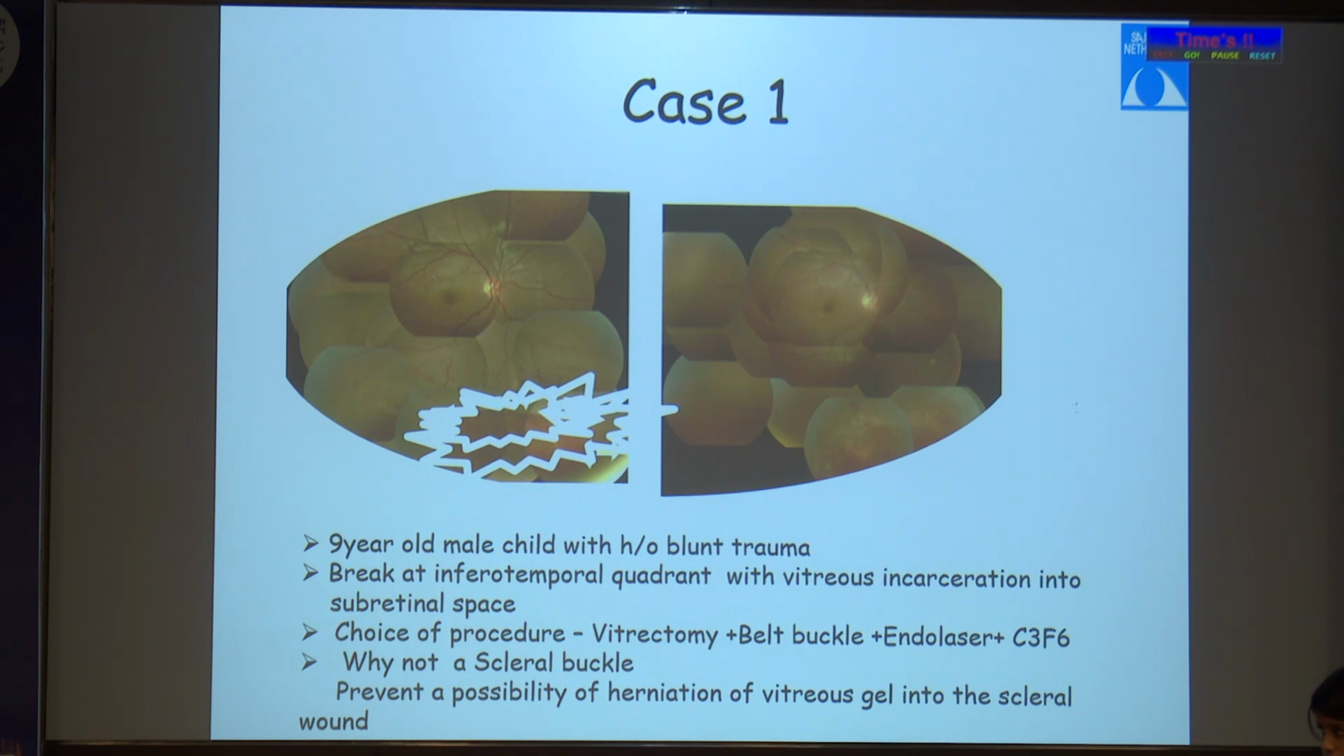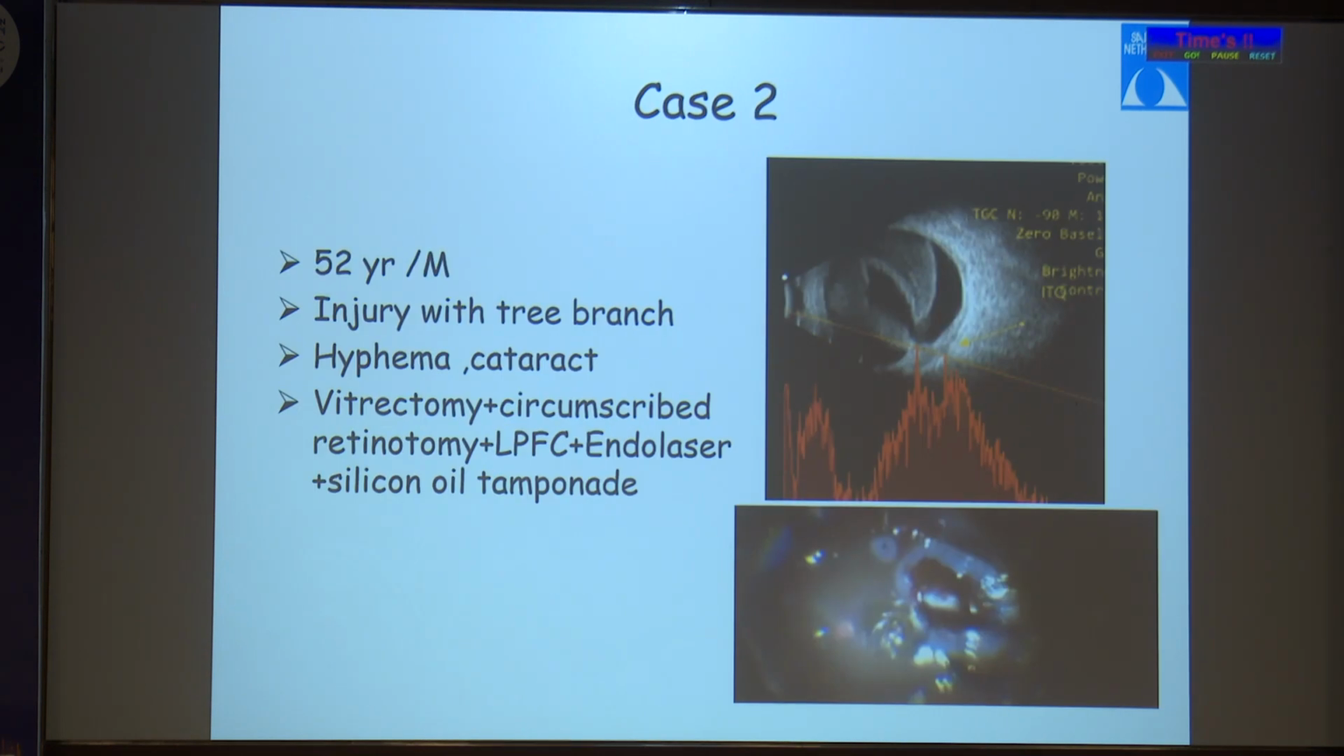So what is the choice? There is no buckling here. It's only the vitrectomy with a belt buckle with an endo laser with a gas. So you may ask, why not a scleral buckle? It's a peripheral break. Yes, if you use a scleral buckle in this particular patient, you are going to have herniation of the vitreous gel into the scleral wound. That's why you're not going to be using a buckle on that.